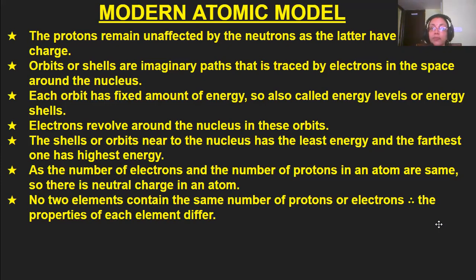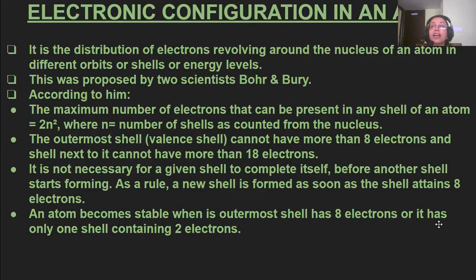Next, we come to the electronic configuration in an atom. What do we mean by electronic configuration? It is the distribution of electrons which revolve around the nucleus of an atom in different orbits or shells of energy levels. How the electrons are arranged in each orbit around the nucleus is known as electronic configuration. This was proposed by two scientists, Bohr and Bury, so it is known as the Bohr-Bury theory.